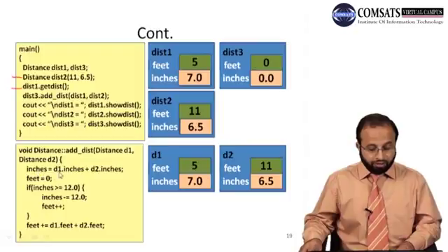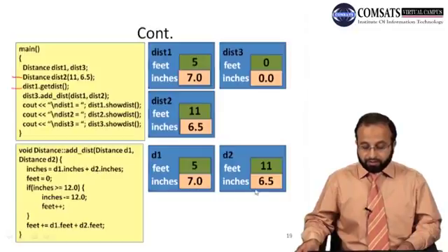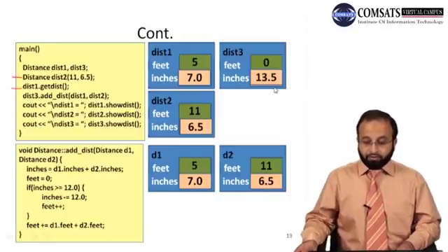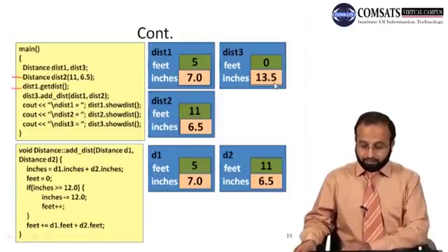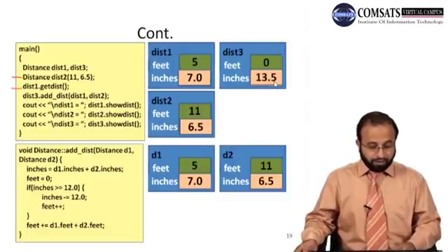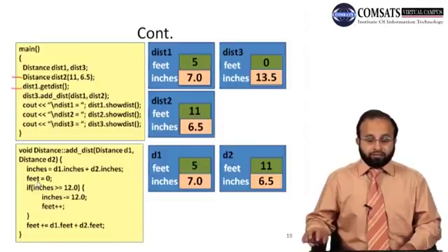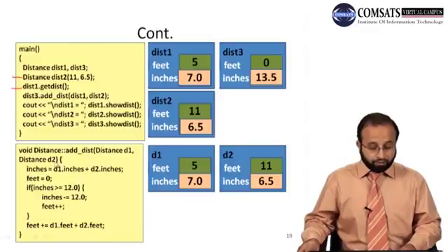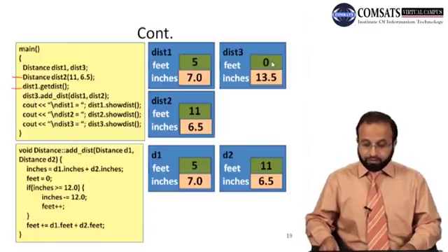So inches is equal to d1.inches plus d2.inches. So d1 के inches क्या है? 7 है, plus 6.5, that is 13.5. So that will be written over here in this place, right? The next statement is you initialize feet with 0. Which feet? The feet is the private data member of the object with which you have called the addDest function, and that is dest3. So you initialize feet with 0, right?